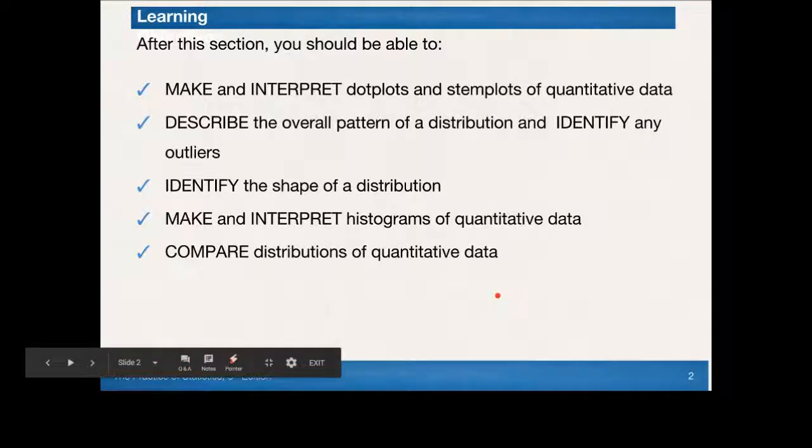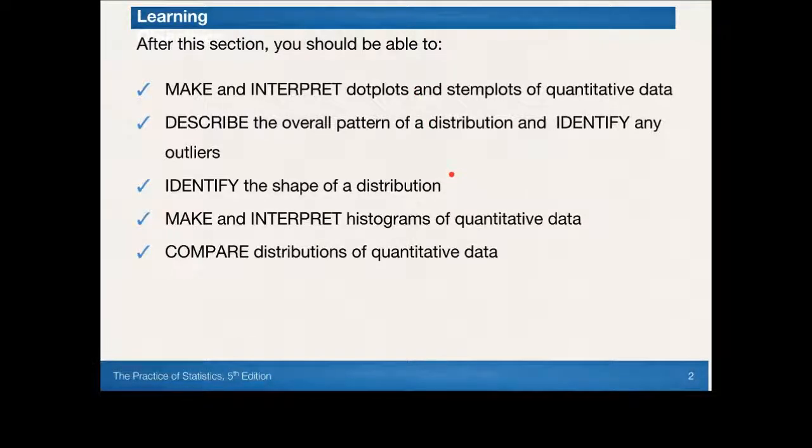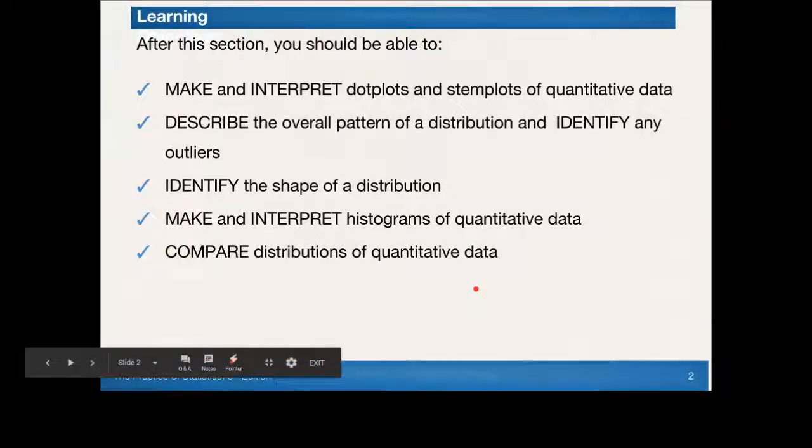In the last section, we were introduced to categorical data, and we looked at how we display that with bar graphs and pie charts and such. This time we're going to look at some other graphs.